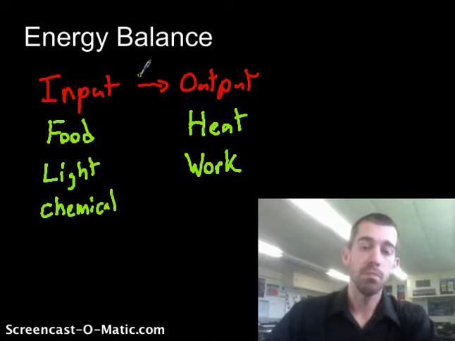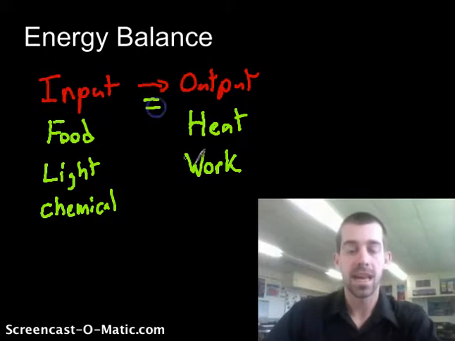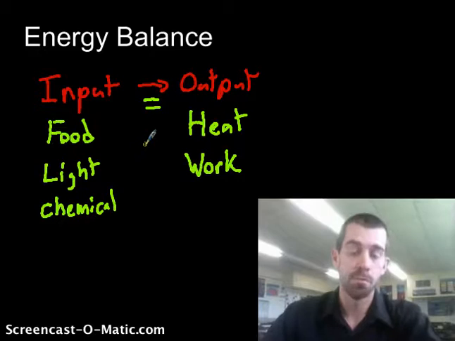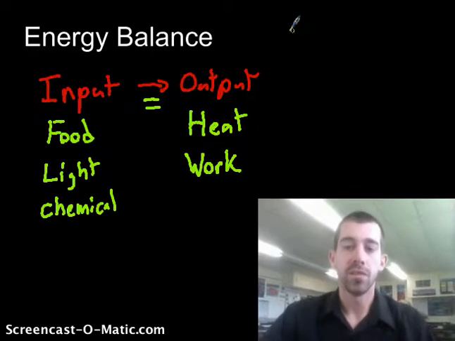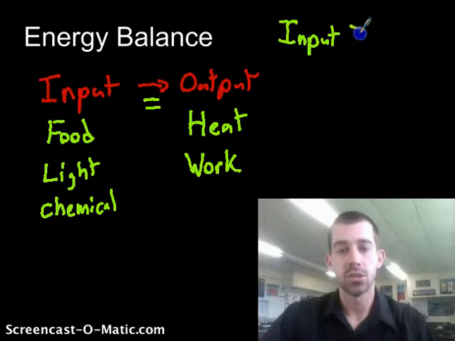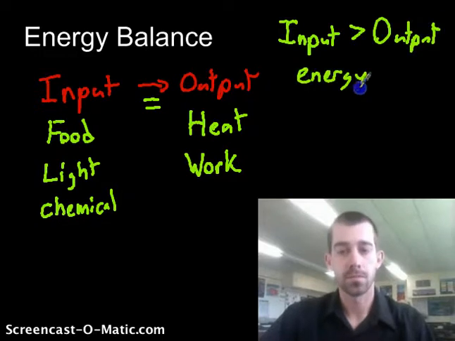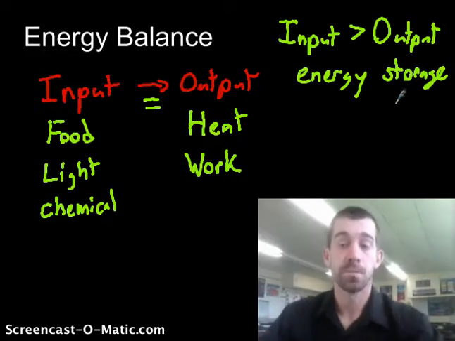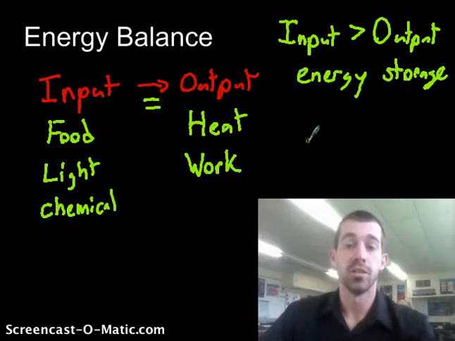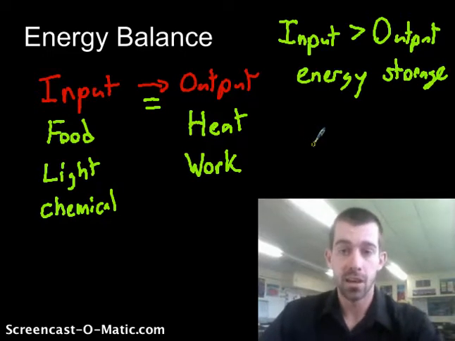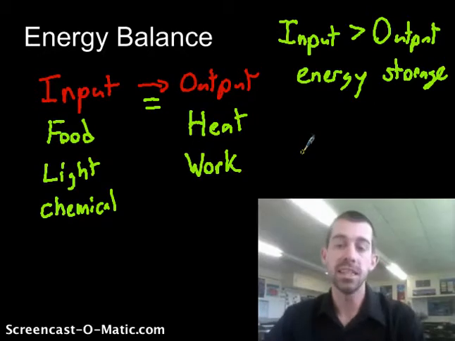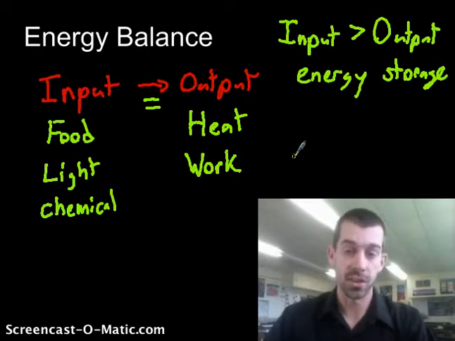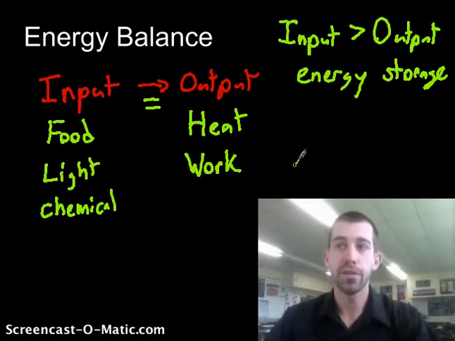Now, we always want input to equal the output. If it doesn't equal the output, you've got one of two situations. If input is greater than output, that leads to energy storage. So if you're a human, you store energy as fat. And also you can use that energy to build muscle and do all kinds of other things. So if you actually are eating more food than you need each day, your body's going to store that somehow. It's either going to get taller or build more muscle and get stronger or store more fat and get fatter.